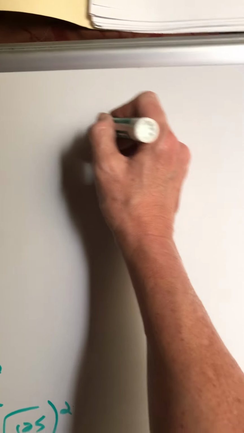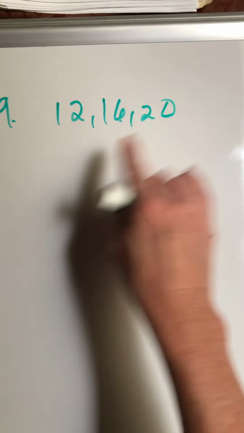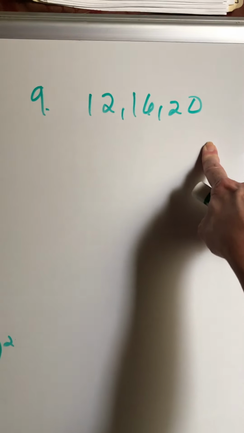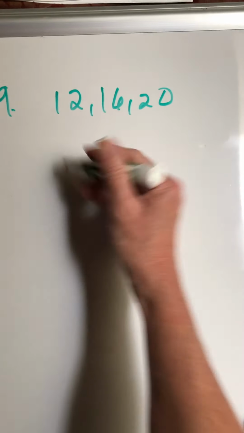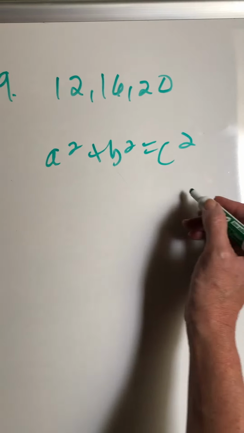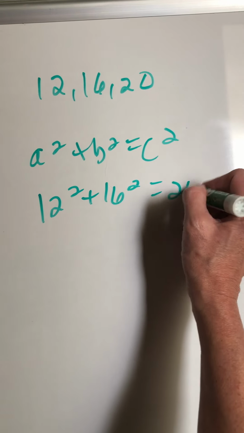So the first thing you have to look at for it to be a Pythagorean triple is whether or not they're whole numbers. We've got 3. They're all whole numbers, so we check them. And a squared plus b squared equals c squared. Again, you're using this formula, so make sure you write it. So 12 squared plus 16 squared, does that equal 20 squared?